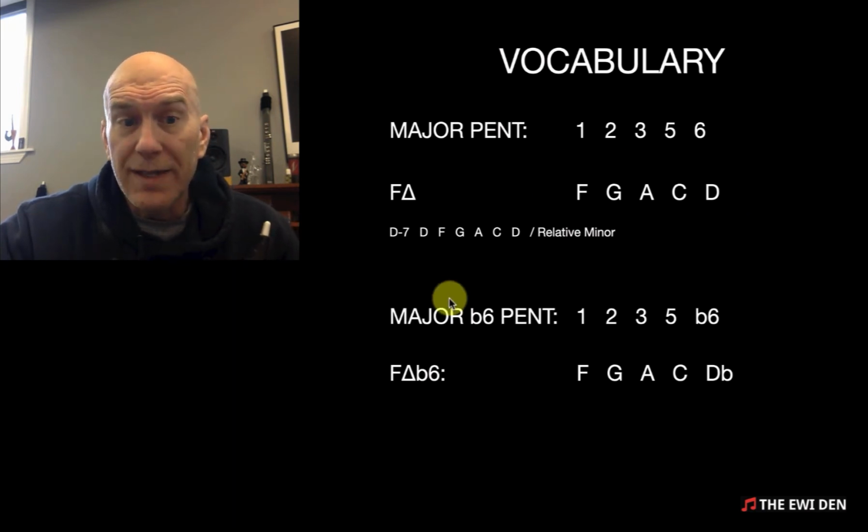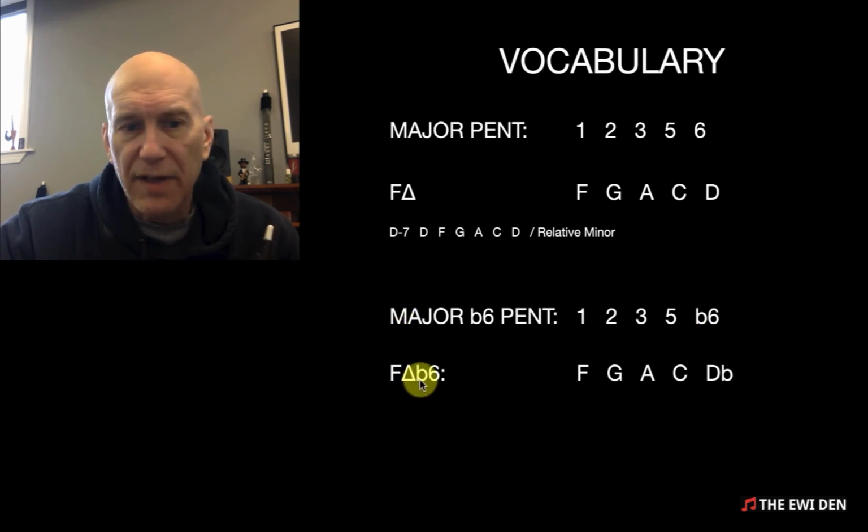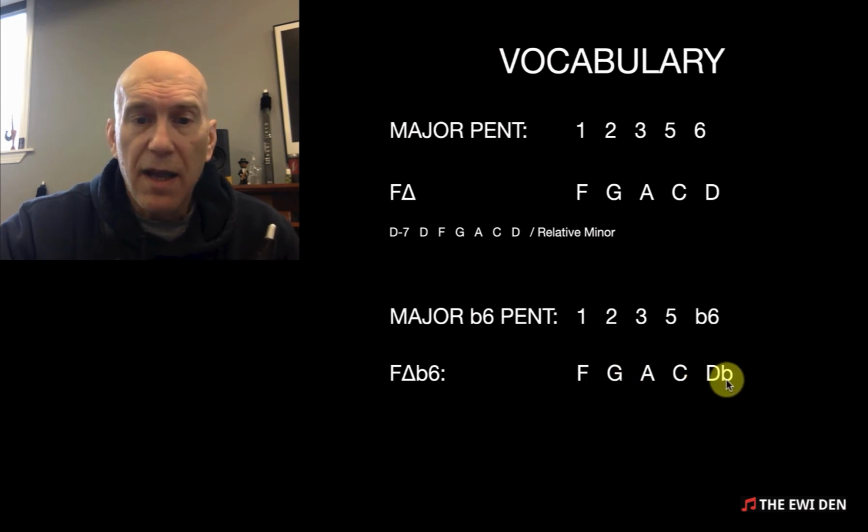So what we're going to do today is flat the 6. So if we go to F major flat 6 pentatonic, we're going to have F, G, A, C, and D flat. So immediately you can see, oh, wow, that's why we change perspectives, because we're flatting the D. And it would be really weird to have a scale that has a flat 1. I don't alter the root.